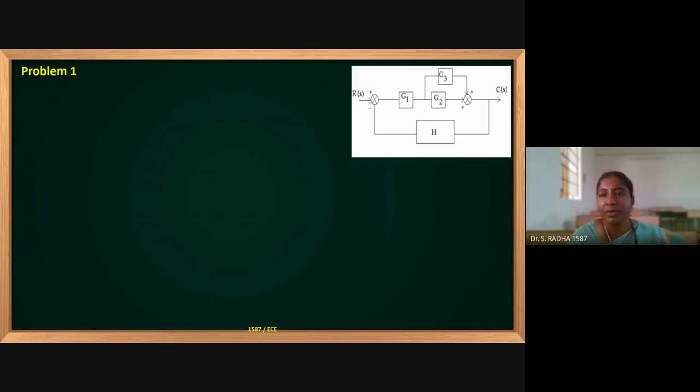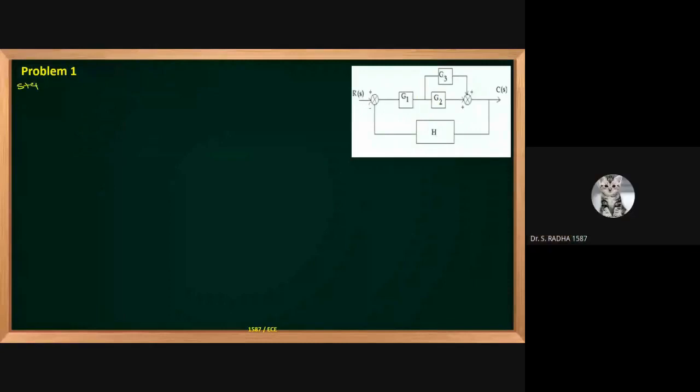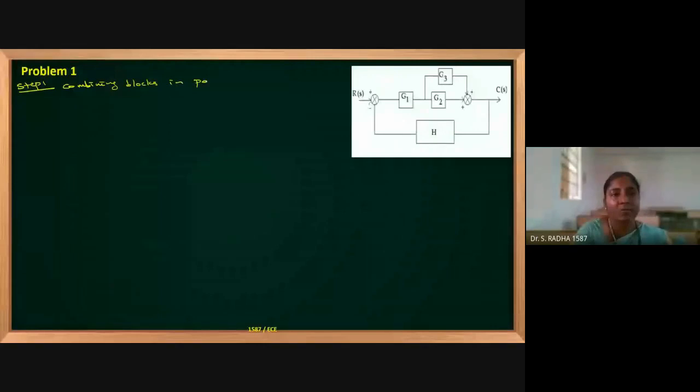First, I will go with the G2. You can see both of them are forward paths. G2, G3, both of them are forward paths. So, combine blocks in parallel. Step 1, I am going with combining blocks in parallel.